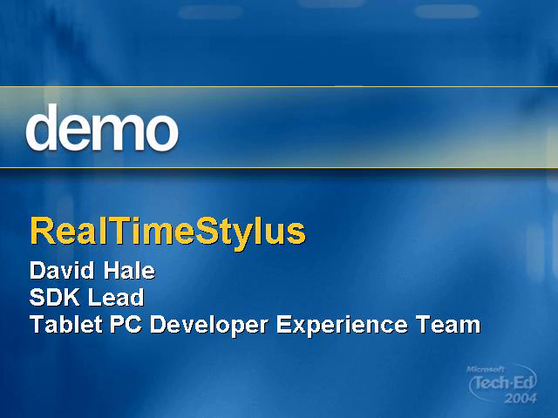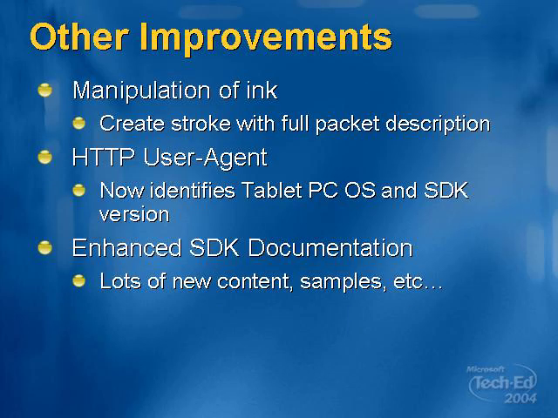Finally, in 1.7, we've changed the API a little bit to allow you to create strokes with full packet information. Previously, you could only create strokes programmatically with X and Y data. Now you can specify any packet description information you need when you create those strokes programmatically.